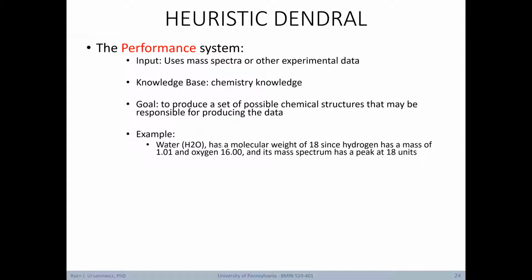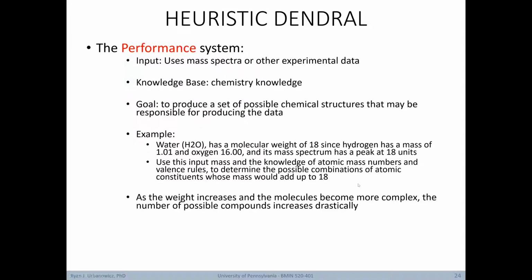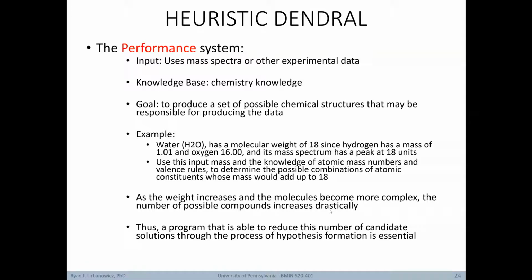So, for example, water has a molecular weight of 18 since hydrogen has a mass of 1.01 and oxygen 16, and thus its mass spectra has a peak of 18 units. The system might use this input mass and the knowledge of atomic mass numbers and valence rules to determine the possible combinations of atomic constituents whose mass would add up to 18. Of course, as the weights increase and the molecules become more complex, the number of possible compounds increases dramatically. Thus, a program that is able to reproduce this number of candidate solutions through the process of hypothesis formation becomes essential in practice.